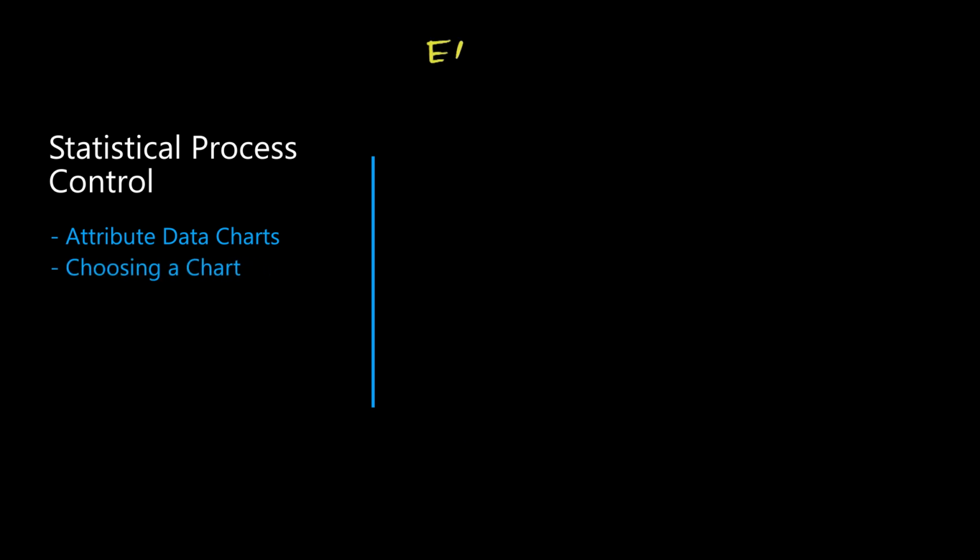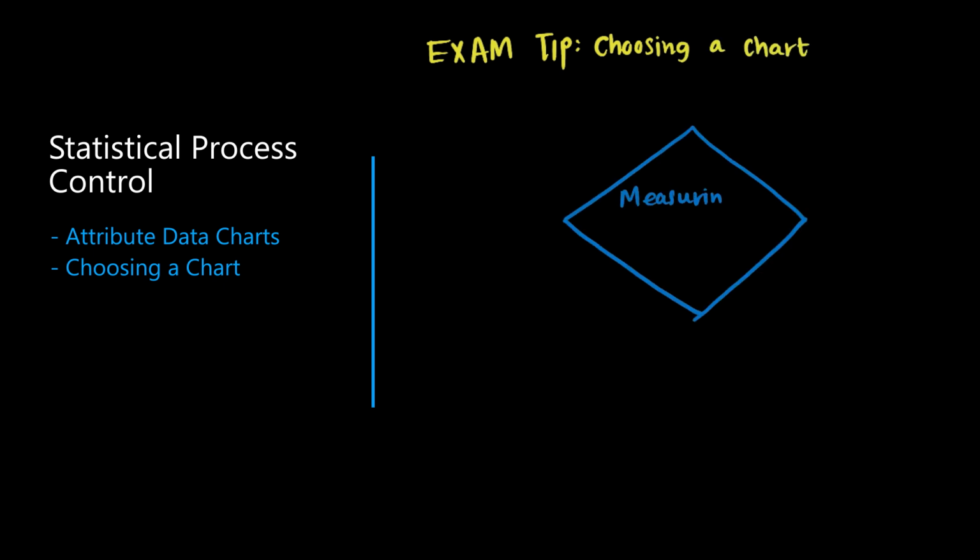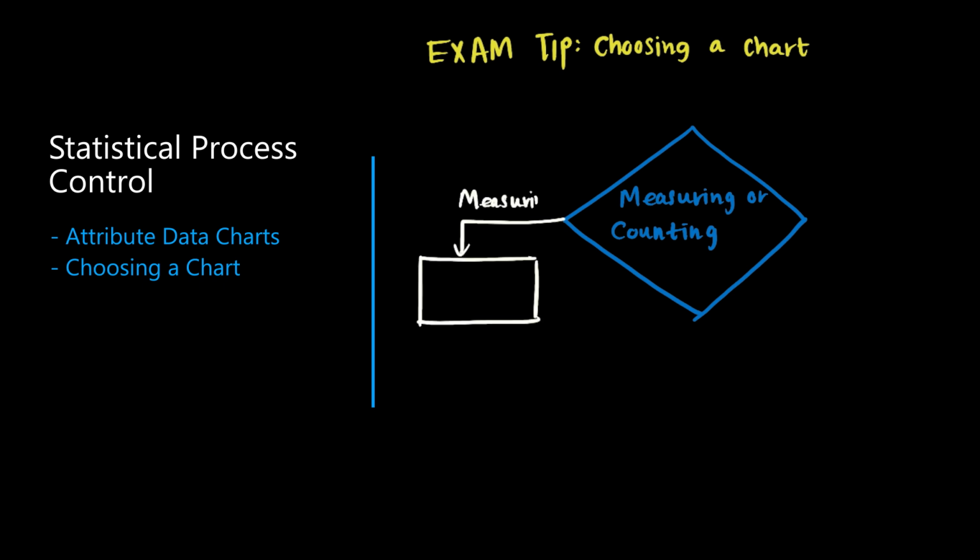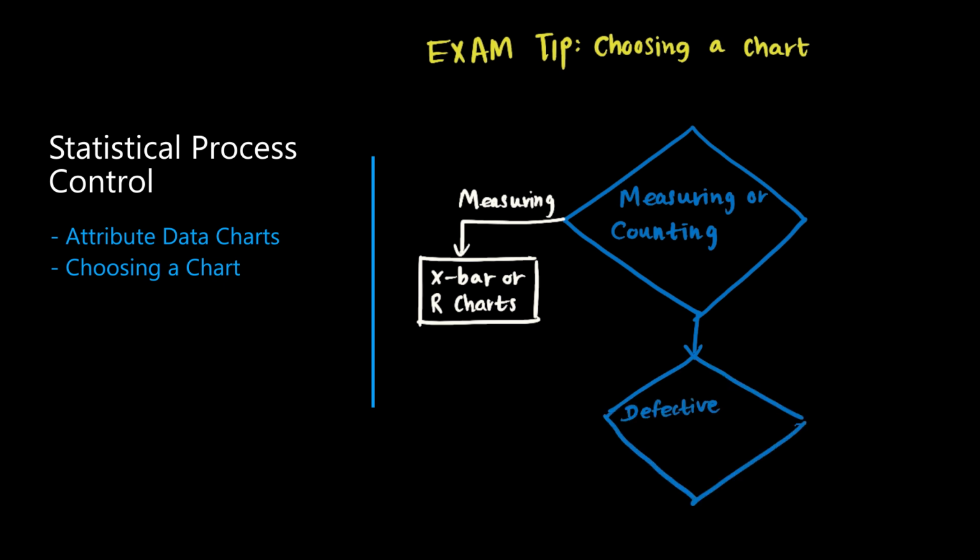To make this simple for the exam, ask yourself this: am I measuring or counting? If you're measuring, you use X-bar and R charts. If you're counting, you have one more question. Am I counting the number of defective items or the number of defects on one item? If you're counting defective items, it's a P chart. If you're counting the number of defects on a single unit, it's a C chart.